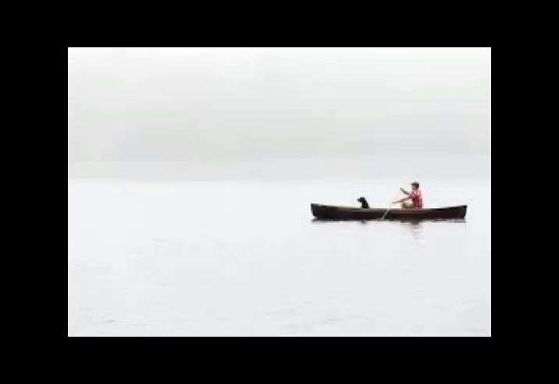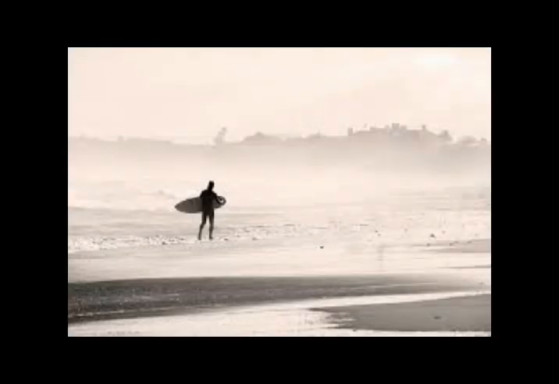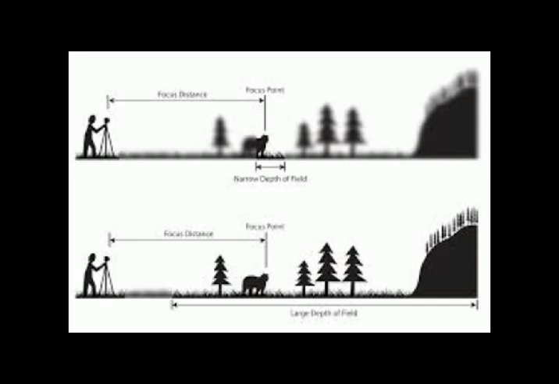Space. Space refers to the empty areas within the frame. Negative space can create balance and emphasize an object or convey a feeling of isolation or vastness. Depth. The illusion of three-dimensionality can be created using techniques such as perspective, overlapping, and focus. Depth adds realism and visual interest.